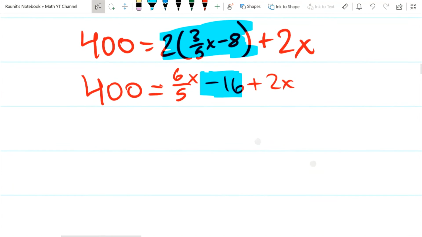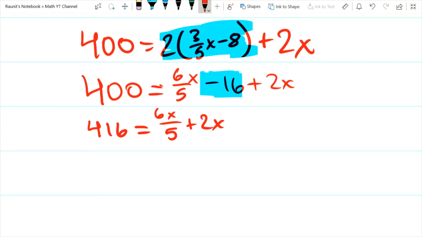Remember, to remove any numbers, you have to add or subtract that number from both sides. So in this case, we're adding. We're going to do 400 plus 16, which is 416. And then now we're going to have to do common denominator over here. I'm just rewriting the equation really quick.